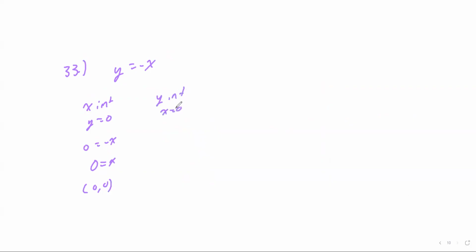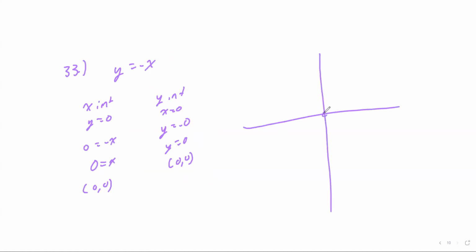Y-intercept, let x equal 0. This would be y equals -0. So y equals 0. So my y-intercept is 0, 0. Typically, if you don't have anything adding or subtracting, your intercept is going to be 0, 0. And it's both an x-intercept and a y-intercept. So you only have 1 point.